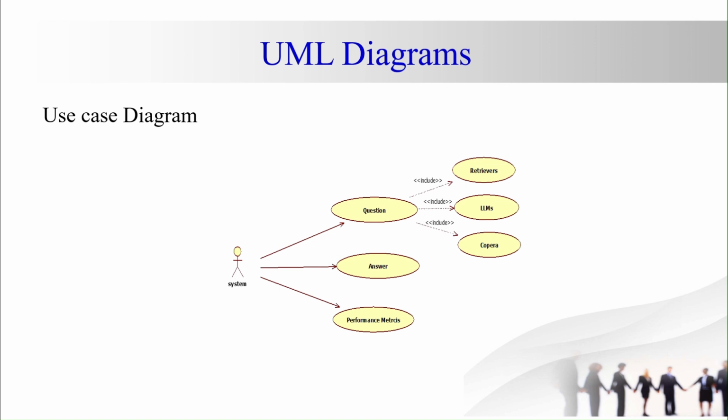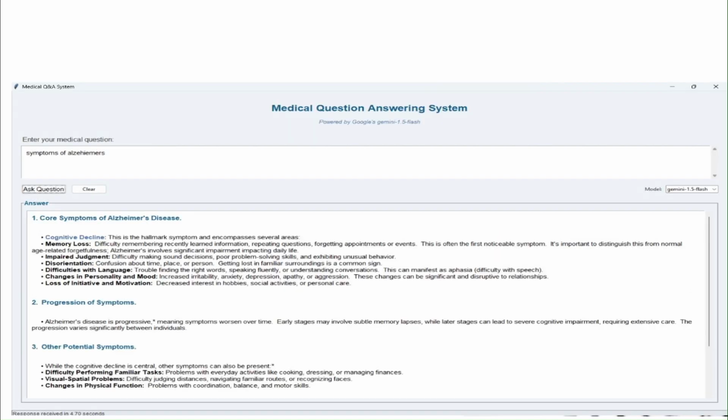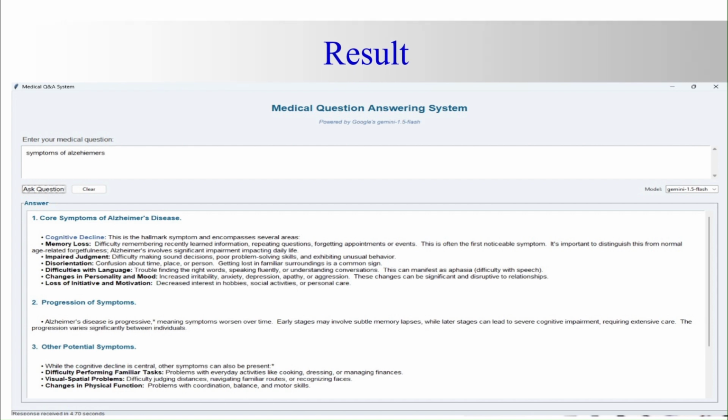Here our use case diagram shows how the user interacts with the system to input a question and receive evidence-based medical answers. The results show significant improvement in retrieving relevant factual medical information and reducing hallucination when compared to the traditional models. Here it only gives medical domain answers only.